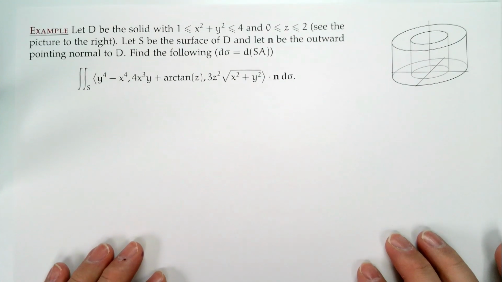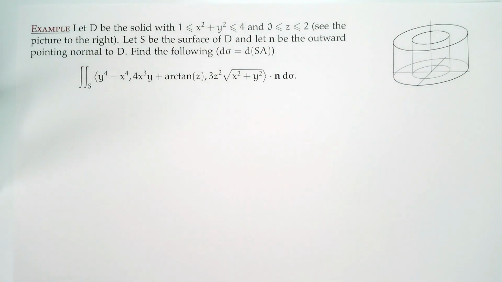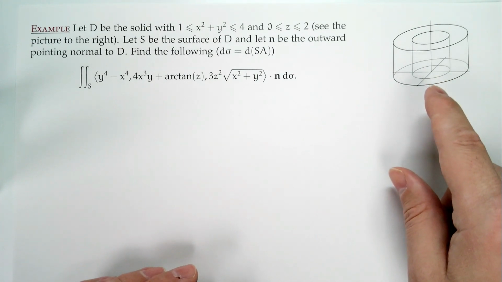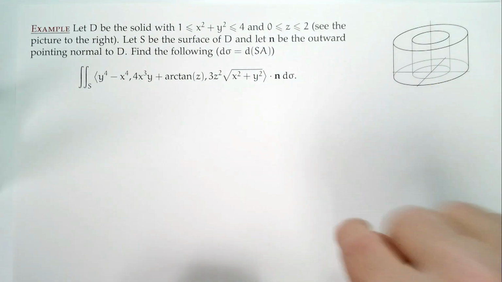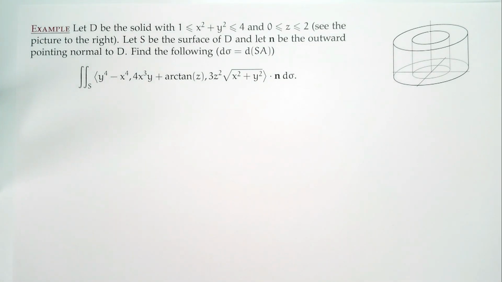Okay, next example. Let D be the solid with 1 less than or equal to x squared plus y squared less than or equal to 4, and 0 less than or equal to z less than or equal to 2. Look at the picture. Okay, I see the picture. In fact, we can even see exactly what it is. We don't even have to figure out how to draw. It's a cylinder where you've drilled out a smaller cylinder down the middle.